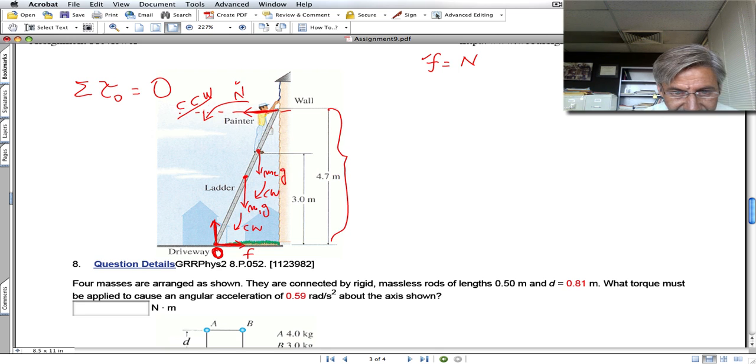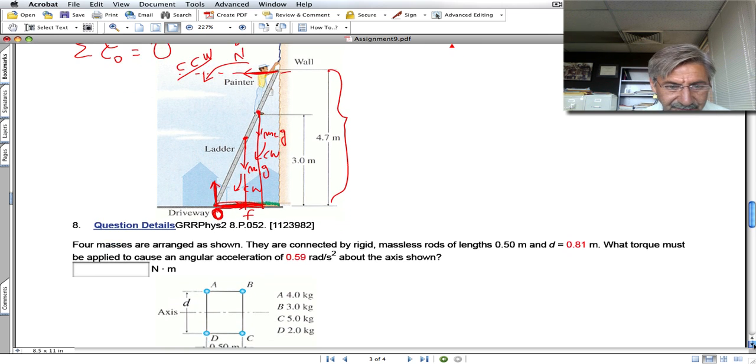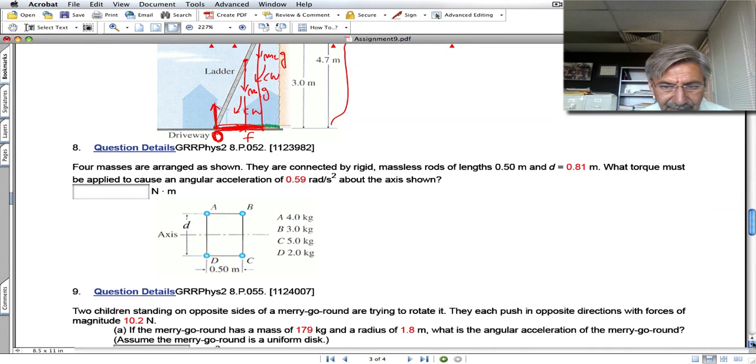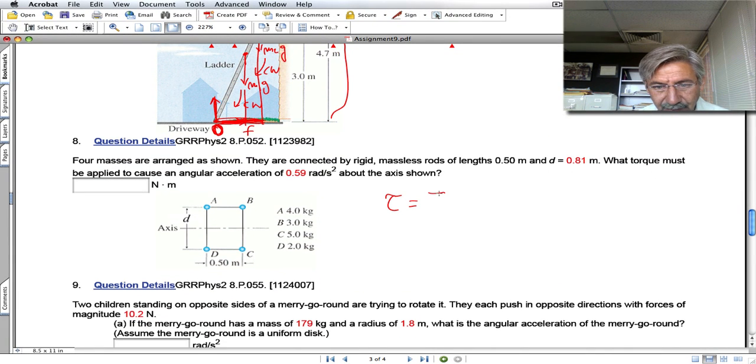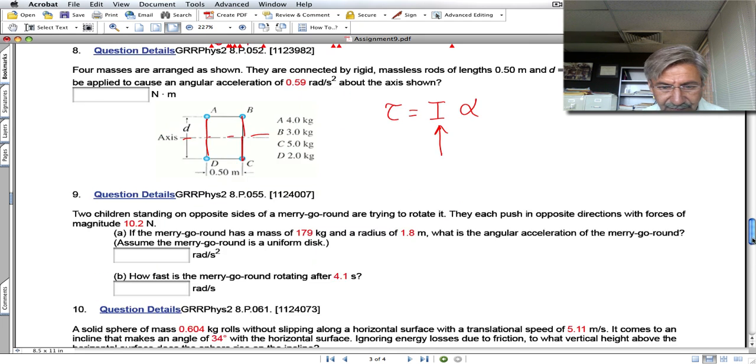Then the only distances that you need are this distance that you can get from the geometry, and this distance that you can also get from the geometry. You can calculate the angle given the geometry. So it's all very similar to the previous one. It's just geometry. The torque has to be equal to the rotational inertia times the angular acceleration. So you can calculate the torque if you calculate the rotational inertia, and this is very similar to the previous problem in which these are the real distances. So that should be straightforward.